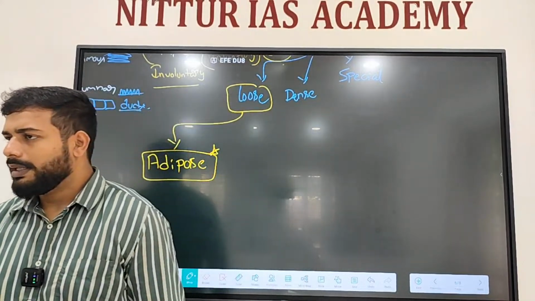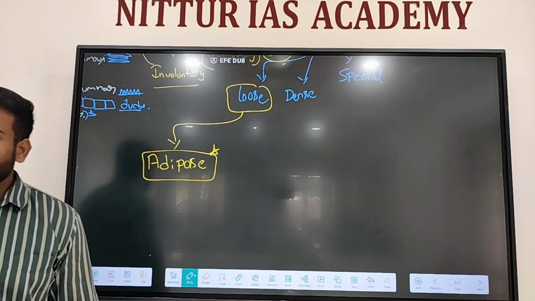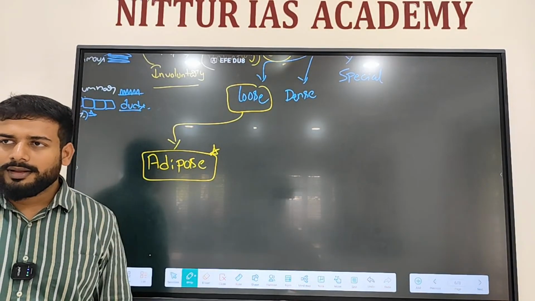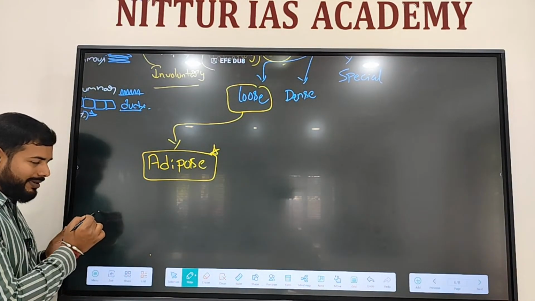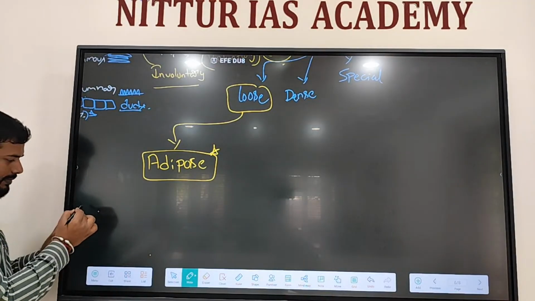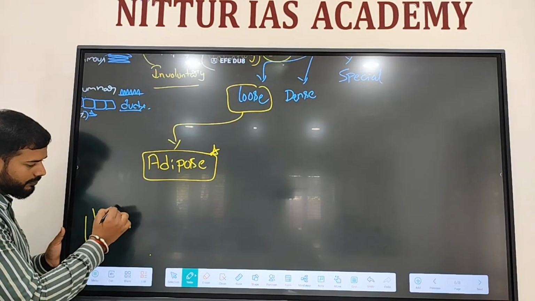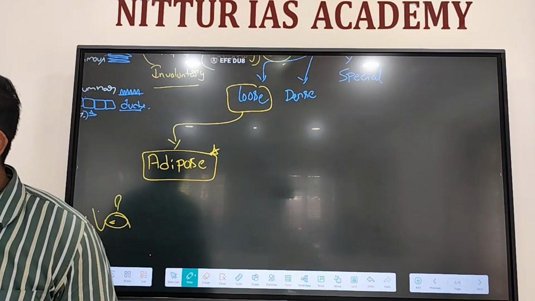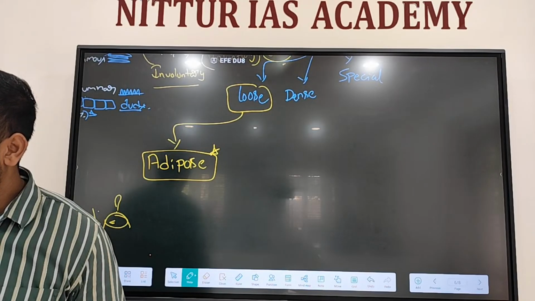In the KPSC preliminary examination, not the last examination, but probably two times before that, they have asked a question. The question is, what does the camel's hump contain? Options: water, fat, food.